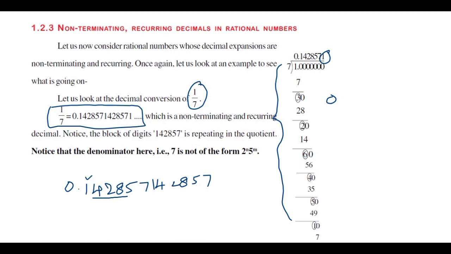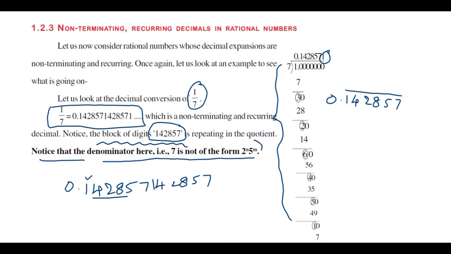So how can we write it? 0.142857, just keep a bar upon them. That means that digit should be continuous. This is very important, please. These are called a block of the digits. The digits that are repeating here are a block of the digits. What is the block of the digits of 1 by 7? We write here 142857 because these numbers are repeating here. And if you notice, the denominator here, 7, is not in the form of 2 power n, 5 power m.